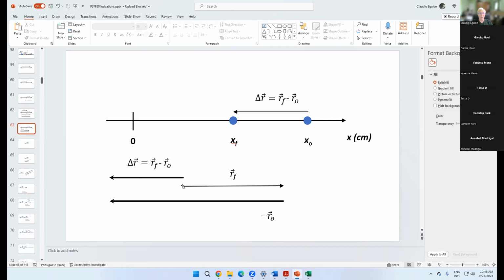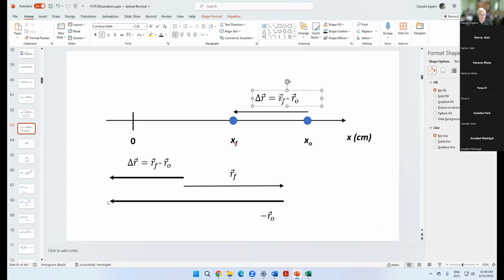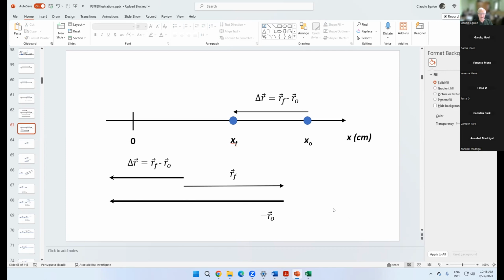Make sense? You walk to the right and then you walk to the left, but you walk to the left a larger distance. Consequently, your displacement is going to be from the beginning of the final vector to the end of the initial vector. Okay? That's how we can interpret the summation and subtraction of vectors in one dimension, okay?